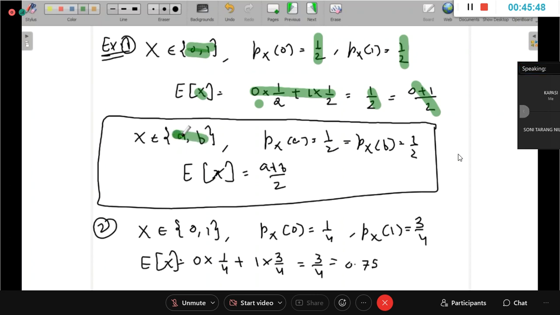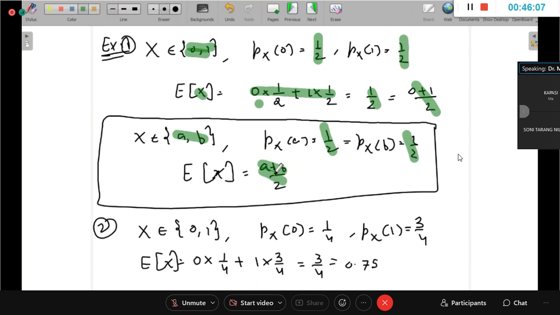Similarly, this will follow whenever you have taken two numbers equally likely. Both are occurring with probability 1/2, so the expectation of X is nothing but the mean of these two, or the average of these two numbers.